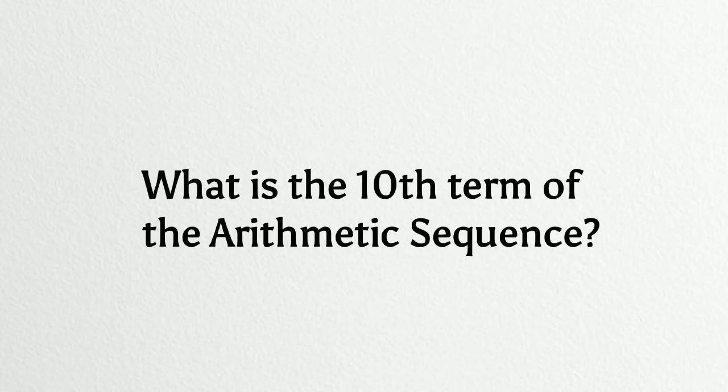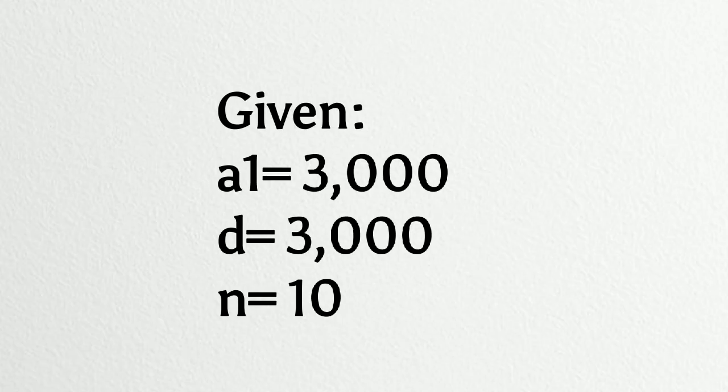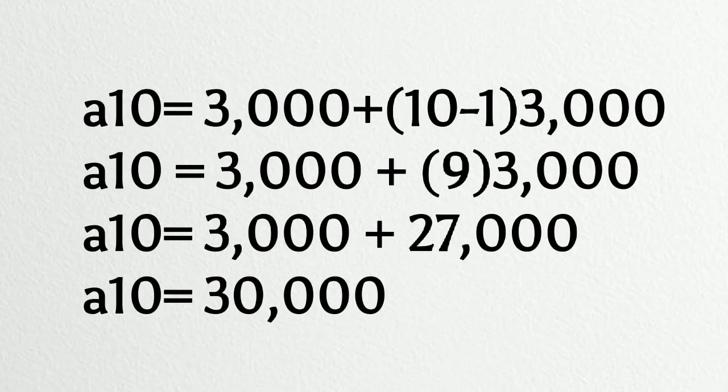Now, the question is, what is the 10th term of the arithmetic sequence? So here is our formula. A sub n equals A sub 1 plus n minus 1 times D. Here is our given. So our A sub 1 is equal to 3,000. Then our common difference is equal to 3,000 and our n term is 10. Then substitute that to the given. So A sub 10 equals 3,000 plus 10 minus 1 times 3,000.